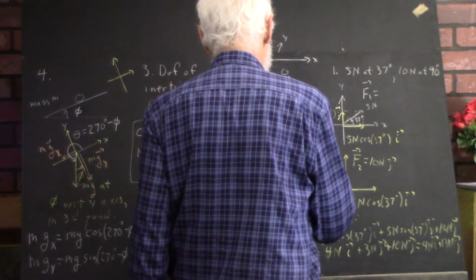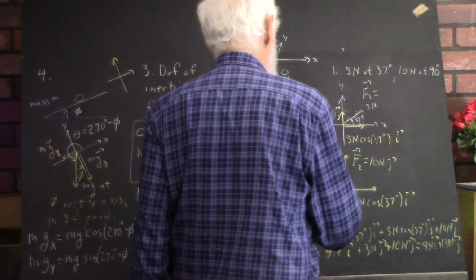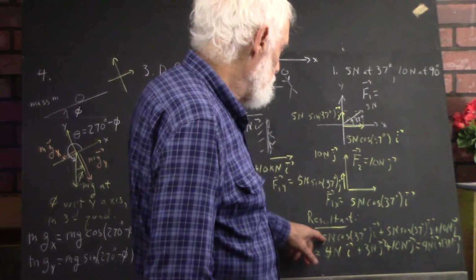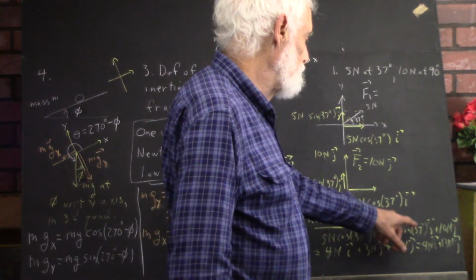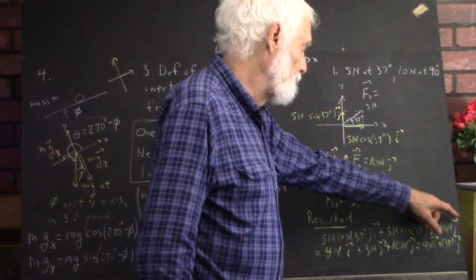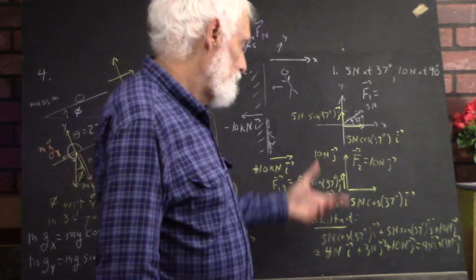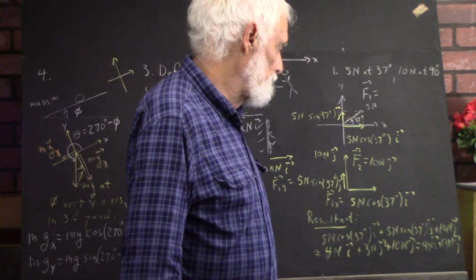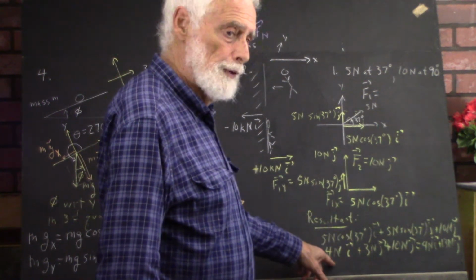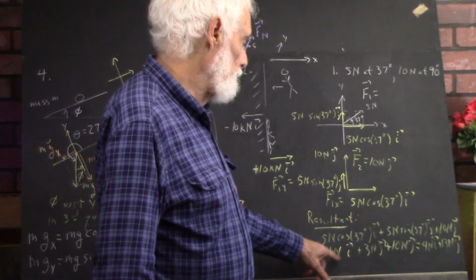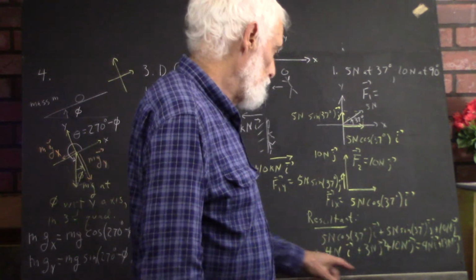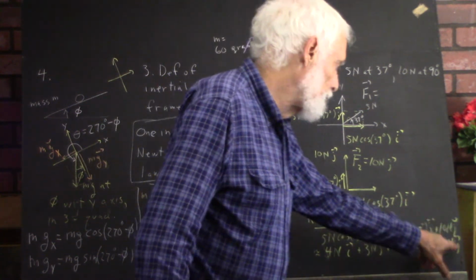here, F1y here, and we add those together. Okay, so it's 5 newtons cosine 37 degrees i plus 5 newtons sine 37 degrees j, and the 10 newtons times j. 5 newtons times sine 37 degrees is about 3 newtons. 5 newtons cosine 37 degrees, very close to 4 newtons. So it's approximately 4 newtons times i, 3 newtons times j. 10 newtons times j adds up to 4 newtons times i, and then 13 newtons times j.